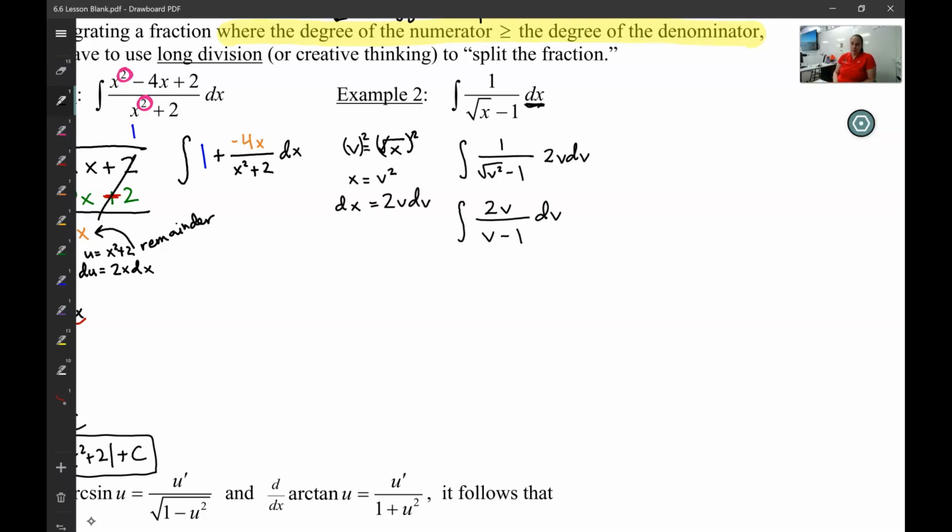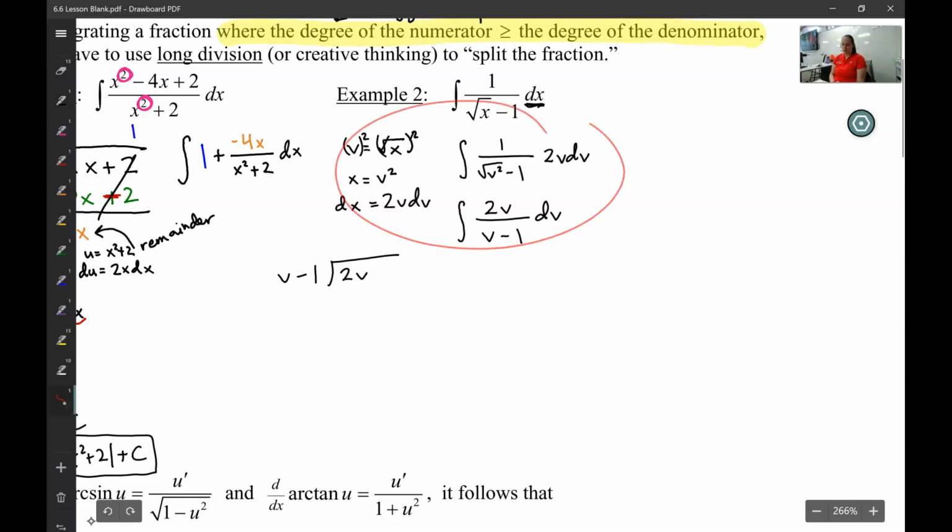Now if I look at this problem, I can do long division because the biggest exponent on top is a 1, and the biggest exponent on bottom is a 1. Anytime the degree on top and bottom are equal, that's a long division problem. So I'm going to start by doing 2v divided by v minus 1. I had to do all this weird stuff up here just so I could get to a point where I can do long division.